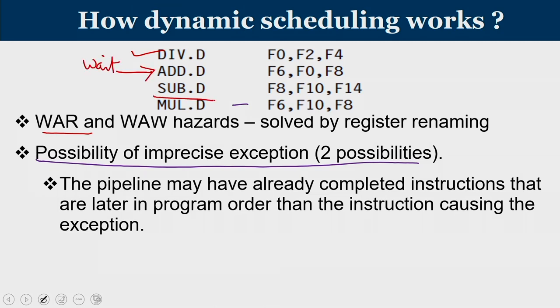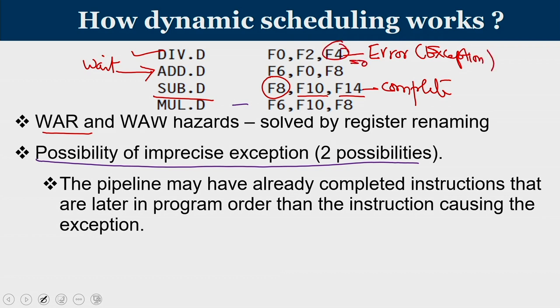Now, imagine that your subtraction instruction is permitted to run. So, that means F10 and F14 will go into the subtractor and the result is produced in F8, and imagine that your subtraction instruction is now complete. Once the subtraction instruction is complete, assume that the division caused an error. It can be an exception. Let us say the F4 value was equal to 0, division by 0 might have happened. If the divisor is going to be 0, then division is not defined. It will lead to an exception, a division by 0 exception.